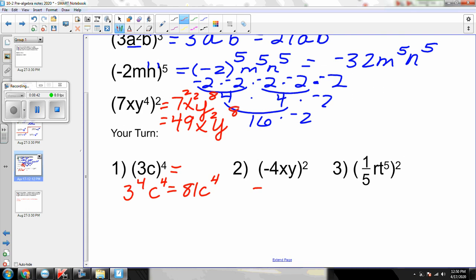Okay, this would be the number negative 4 to the 2nd, then x to the 2nd, y to the 2nd. Well, negative 4 to the 2nd is negative 4 times negative 4. This would be positive 16, x to the 2nd, y to the 2nd. All right, number 3, we're taking 1/5 r t to the 5th, to the 2nd. Try this one.